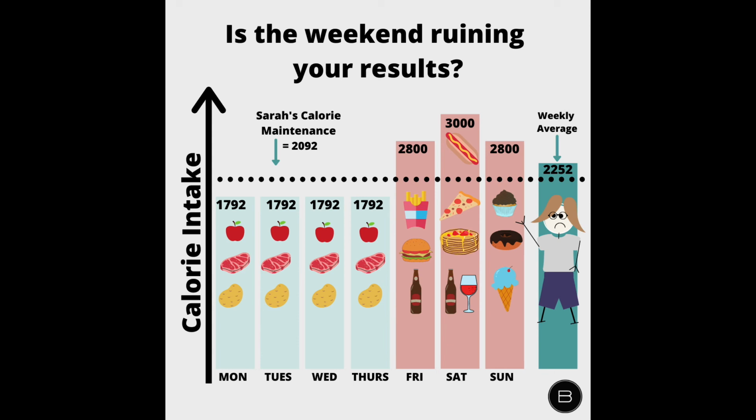So if we add up the total, it's just over 3,000 calories that she's got there over the weekend that she's eating extra than she's meant to. So if you then divide those 3,000 calories over the 7 days, her now weekly average is 2,252. So if her maintenance is just under 2,100, so the 2,092, then she's now 200 calories over her maintenance. So she's more likely to gain fat or get no results at all because her weekend very, very much ruined her week.